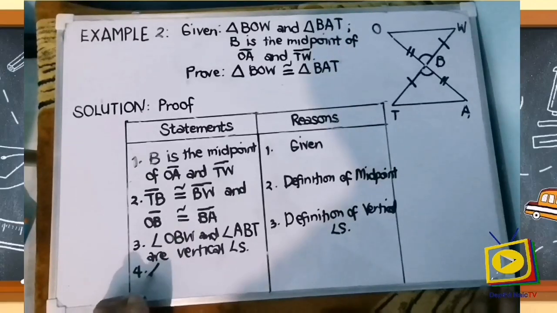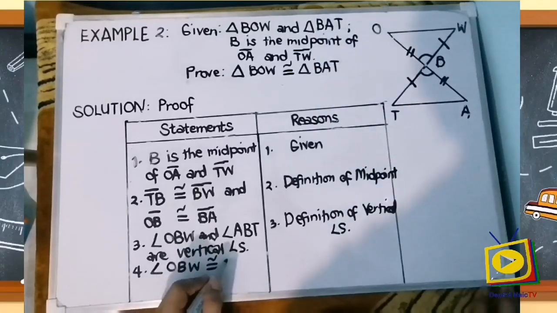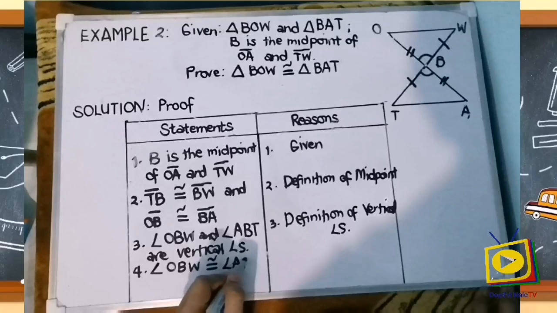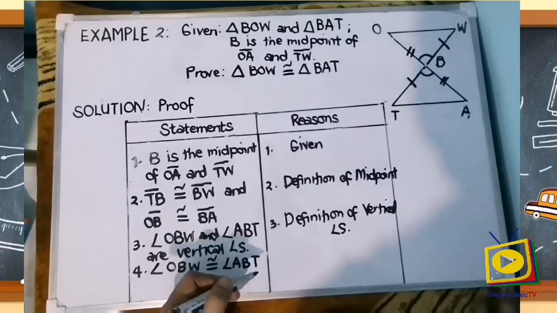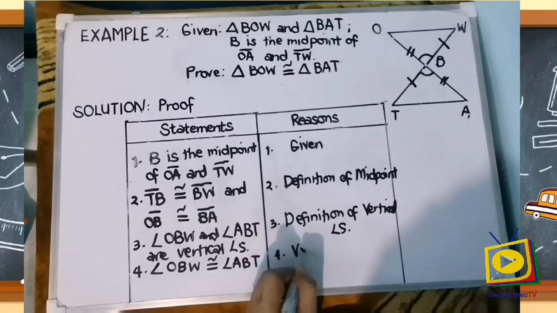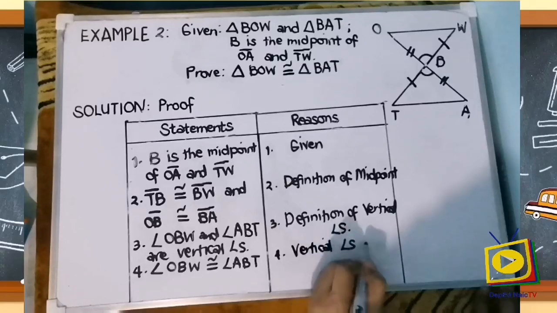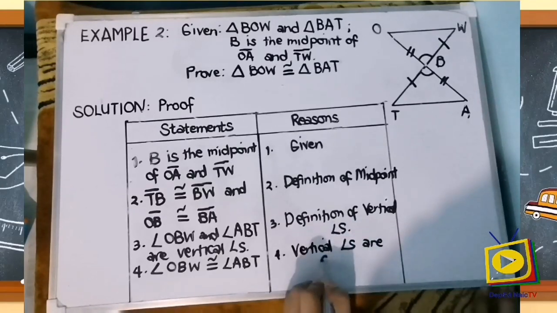And then for statement number 4, since angle OBW and angle ABT are vertical angles, we can make a statement that they are congruent. So angle OBW is congruent with angle ABT. Our reason is vertical angles are congruent.